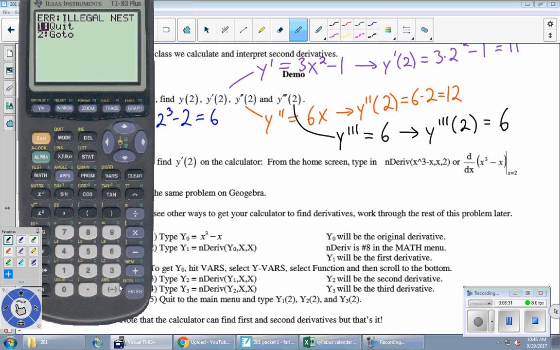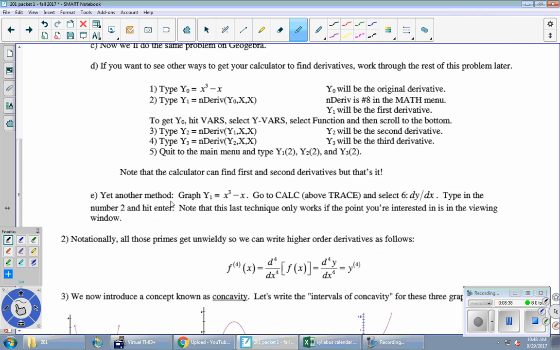So the calculator is limited. It can do the first 2 derivatives and nothing more than that, all right? Okay, that is fine.